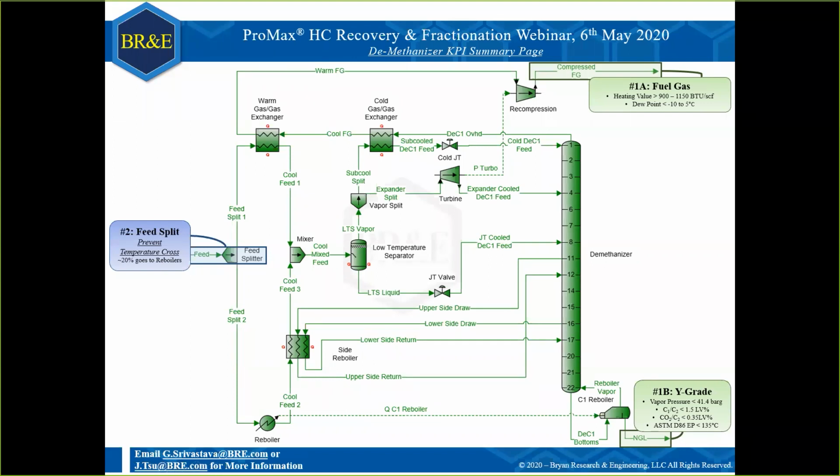methane, which means your overhead flow is going to be 70% of your feed, whereas your bottom flow will only be that 30% to 20%. As a result, you want more or less even type of cooling. So generally you will send 80% to the gas-gas exchangers and only 20 to 30% to the reboilers.